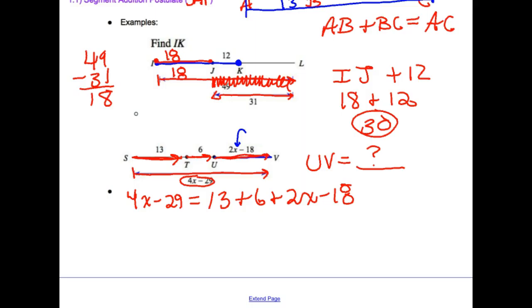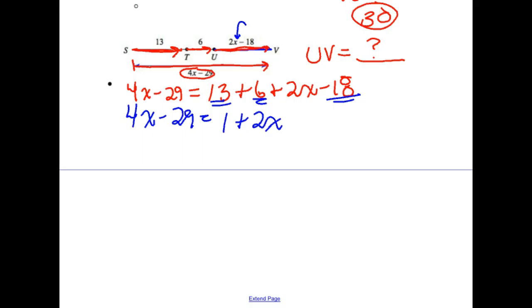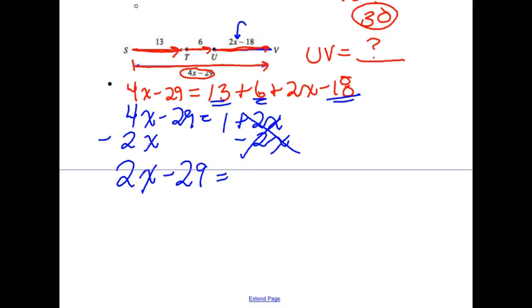Now I'm just going to solve this algebraic equation. First thing I'm going to do is combine like terms on each individual side. I've got 13 and 6 gives me 19. Minus 18 is 1. I now have the variable stuck on both sides of the equation, so I am going to move it over by subtracting it from each side. It'll disappear over here. I get 2x minus 29 is equal to 1.